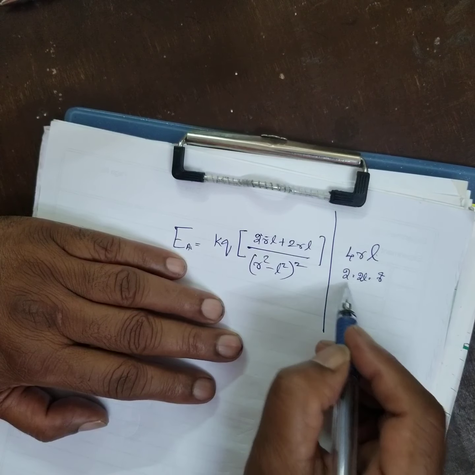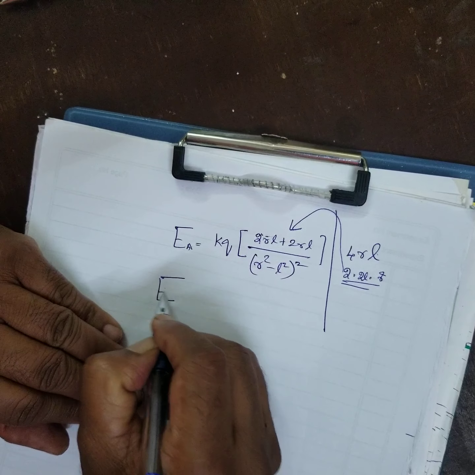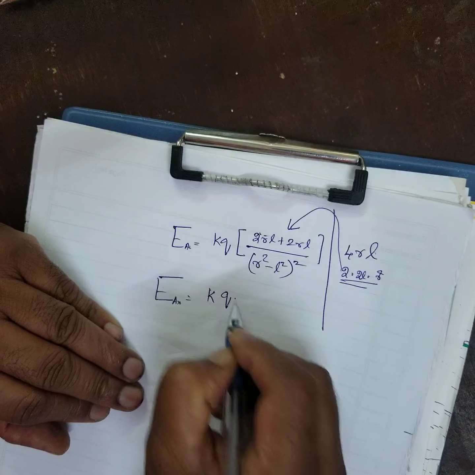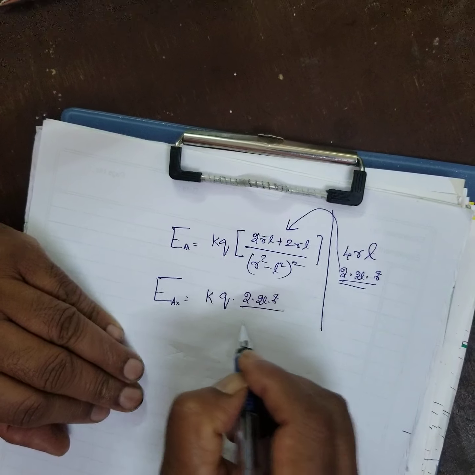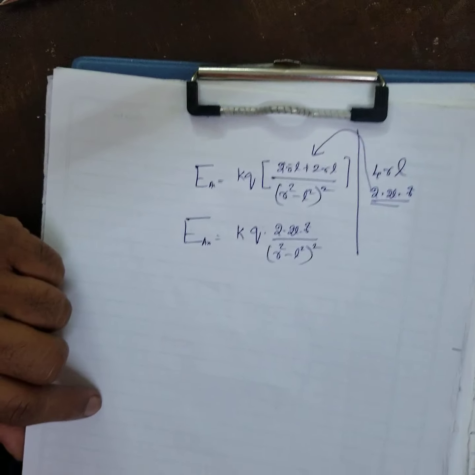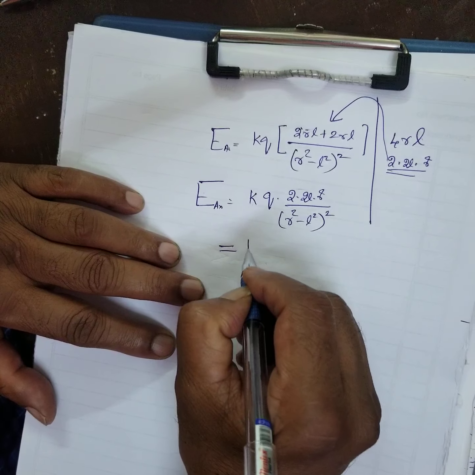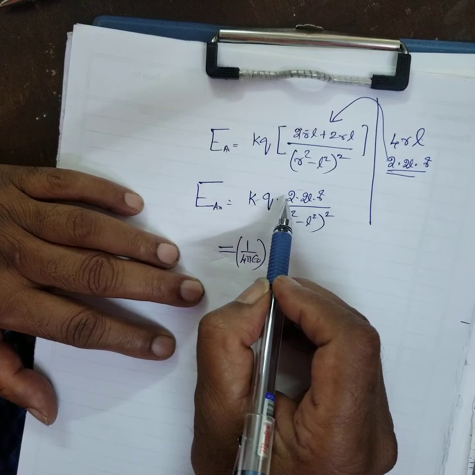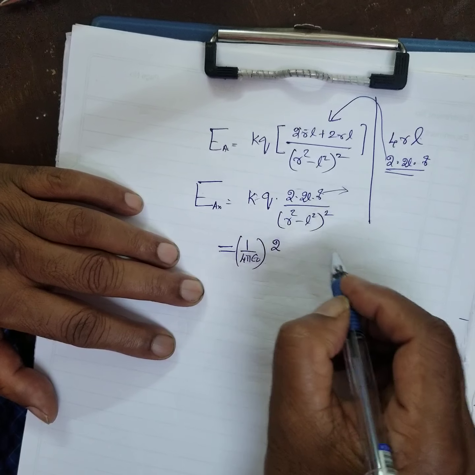2 into 2L into R, I am rearranging it. I am going to put it in the numerator itself. Therefore, E axial line is equal to KQ, 2 into 2L R by (R square minus L square) whole square. Right? Again rearrange it properly. K is what? 1 by 4 pi epsilon naught. I have done here. Here 2 you put it here. 2 you put it here. R also you keep it somewhere here.